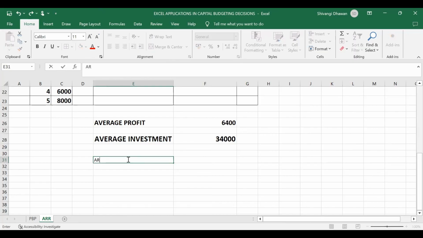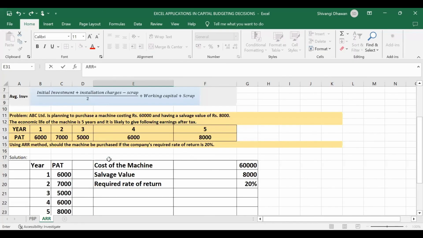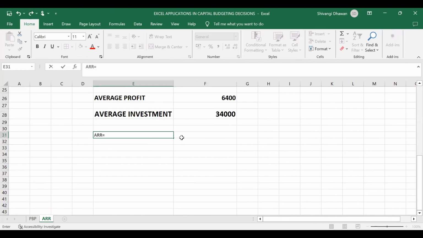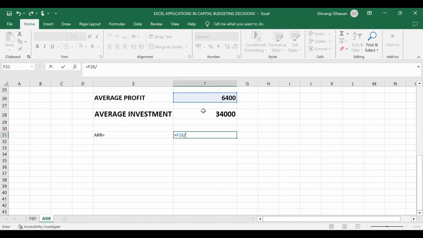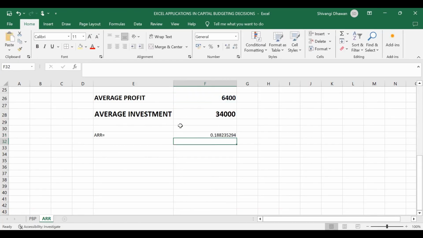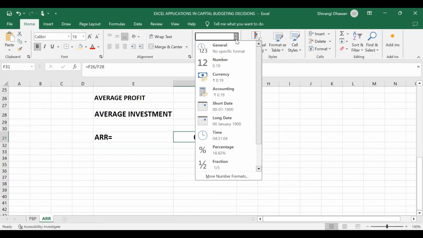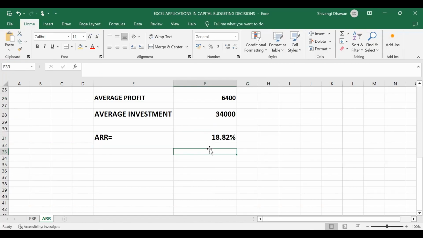So in order to calculate ARR, we require two things. That is average annual profit after tax divided by average investment into 100. So we have already got these two pieces of information. So is equal to average annual profit divided by average investment will give you the answer. So here it is 18.82% is our answer here. If you multiply it by 100, you can get it in percentage. And if you want a percentage, you can have it from here also. So here it is 18.82%.